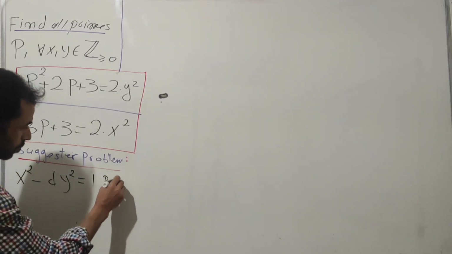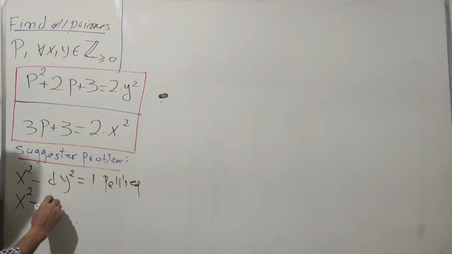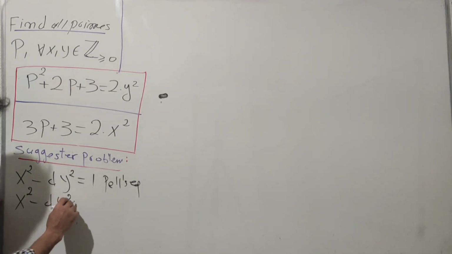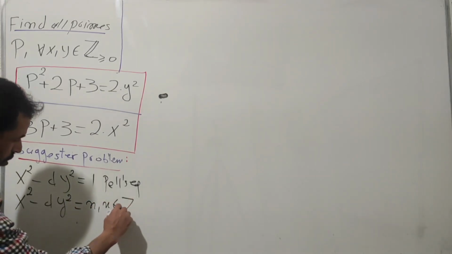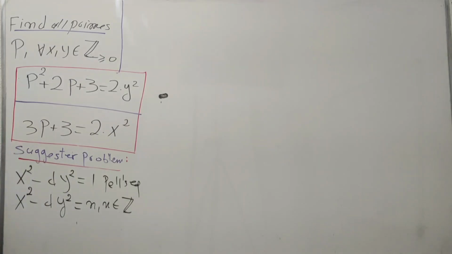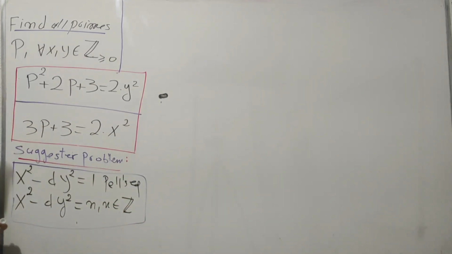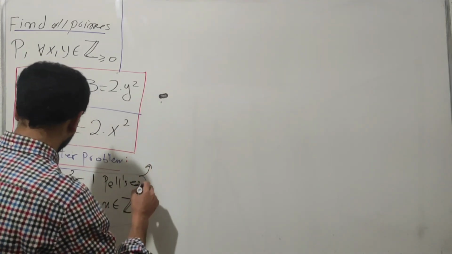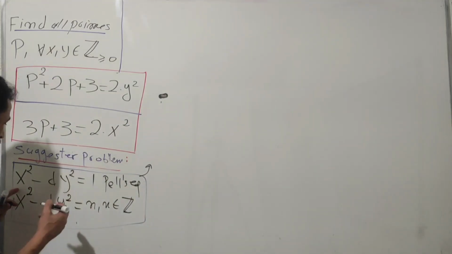The general formula for Pell's equation is x squared minus d multiplied by y squared equals n, where n is an integer. This is the general definition of this equation. If I'm trying to find the solutions of this equation, it is simply done by recursion. We are not going through the proof, I'm just going to give you the general solution.